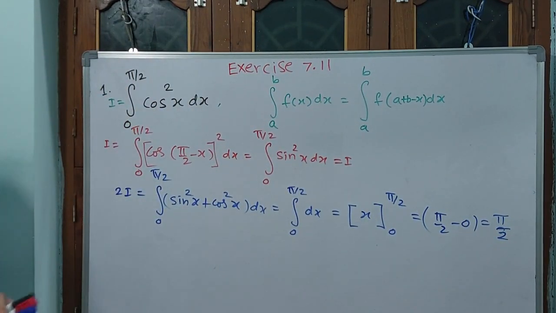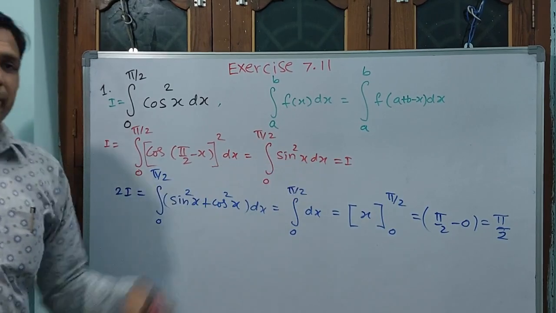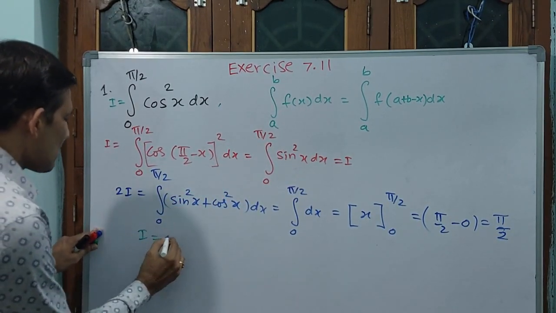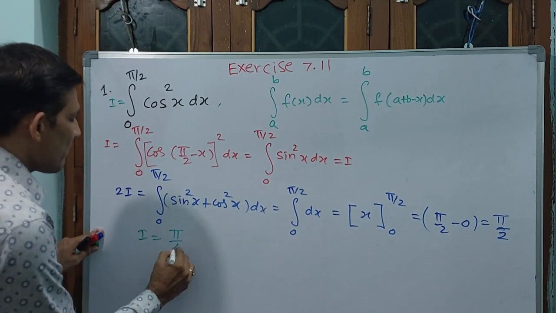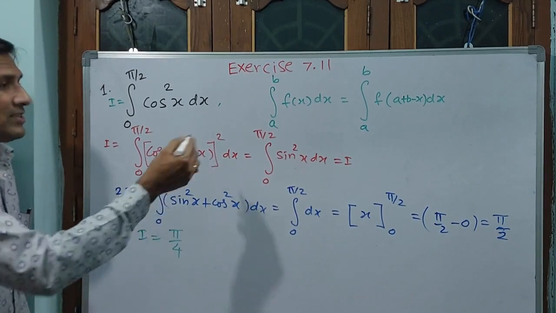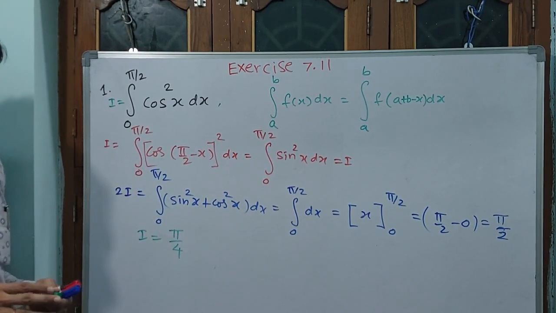Is it okay? Definitely okay. See, this is pi by 2, the 2I value. What about I? I is equal to pi by 4, since the 2 goes to the denominator. This is the value for this question. You understand?